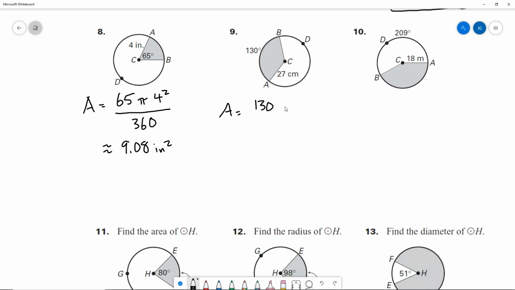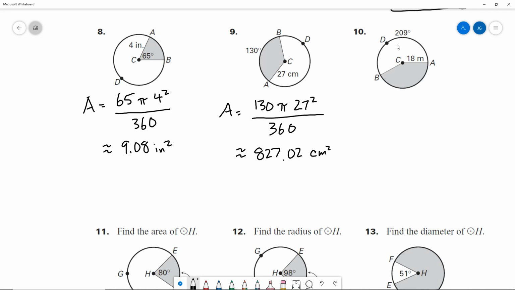So again, 130 is our theta, pi, and r squared in this case is going to be 27 squared, and that's all over 360. Plugging that into a calculator will give us a value of approximately 827.02, and centimeters squared is our unit here.